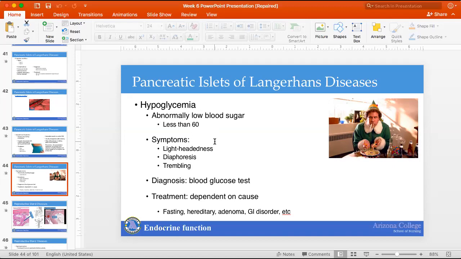Symptoms would be lightheadedness, diaphoresis, trembling. Diagnosis through a blood glucose test. Treatment depending on the cause. Because it could just be through the fasting, so you may just need to eat something. Could be hereditary, adenoma, or GI disorder, potentially.